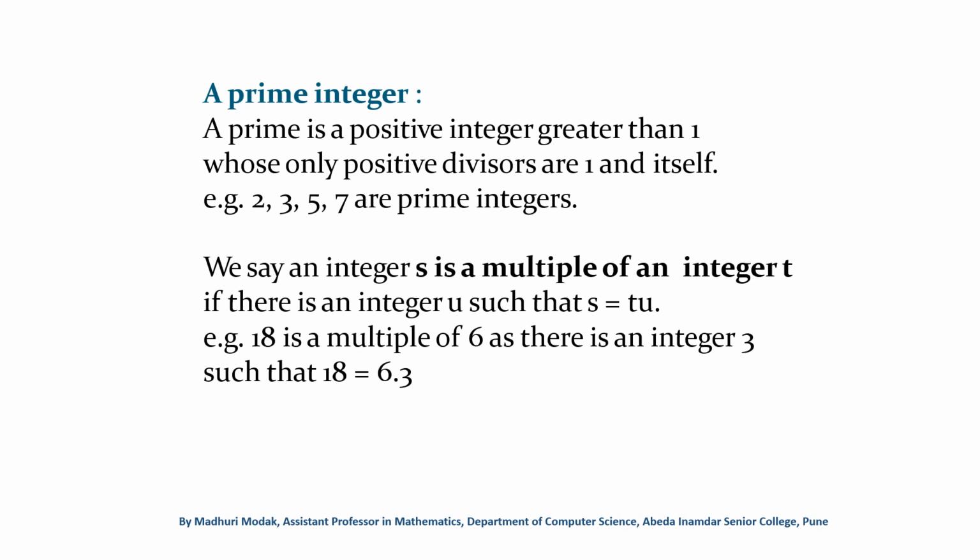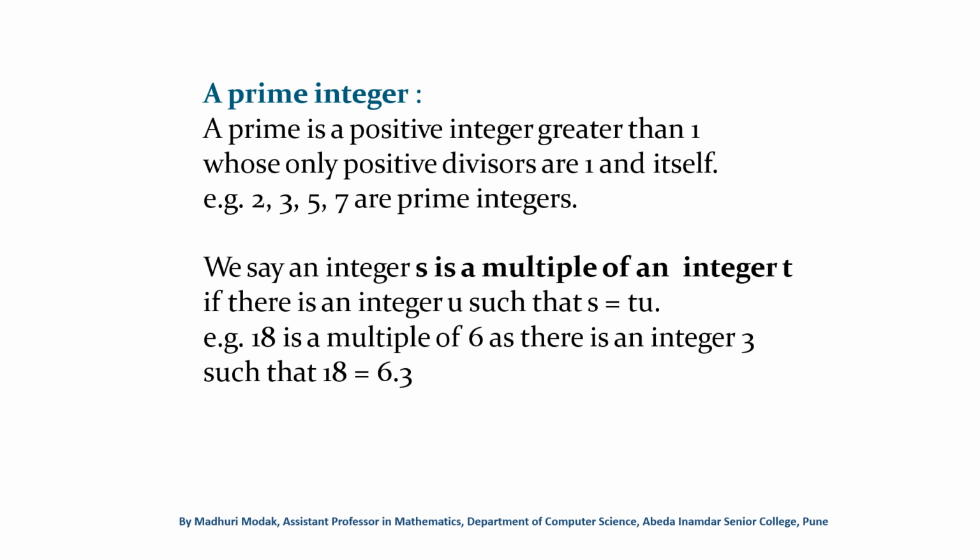So if you consider 2, then the only positive divisors of 2 are 1 and 2 itself. And 2 is greater than 1, so 2 is a prime integer. Similarly, the only positive divisors of 3 are 1 and 3 itself, so 3 is also a prime integer. But if you consider 1, then by definition 1 is not a prime integer.